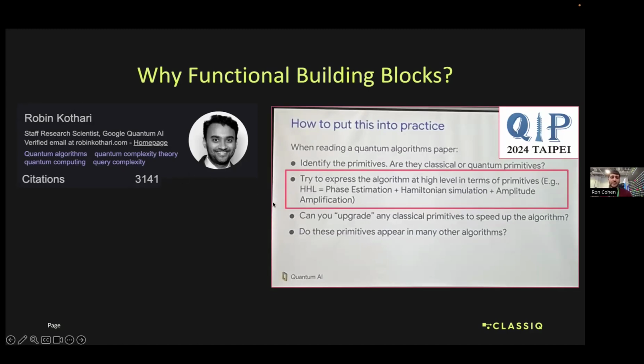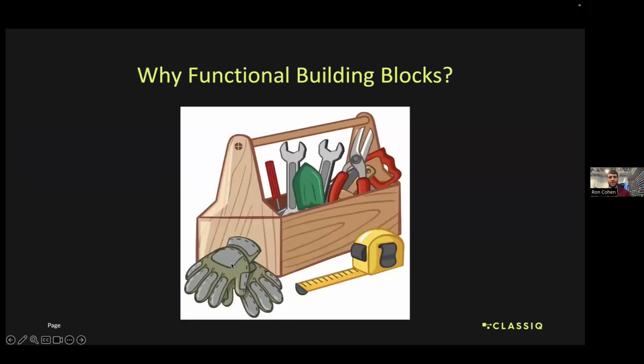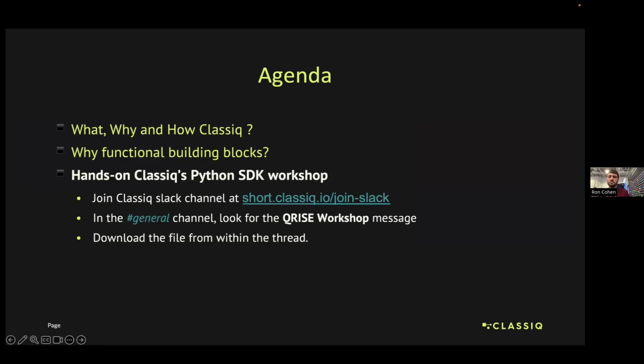So this guy said that you must have some way to do things at a high level. Don't count the number of quantum algorithms you know, and focus on the algorithm primitives you learn. So that's the motivation, to get a toolbox. You go with it, you have a toolbox to implement whatever you like, and you can do both the high level and low level.